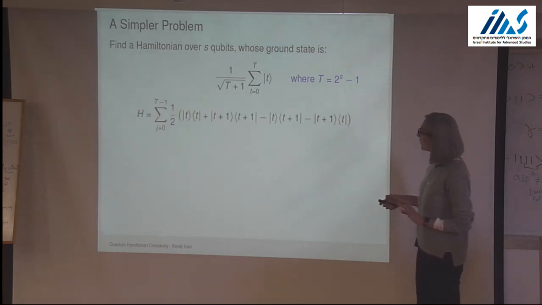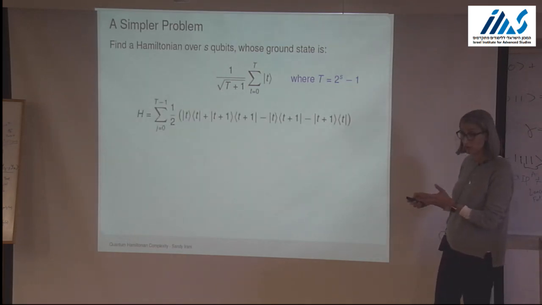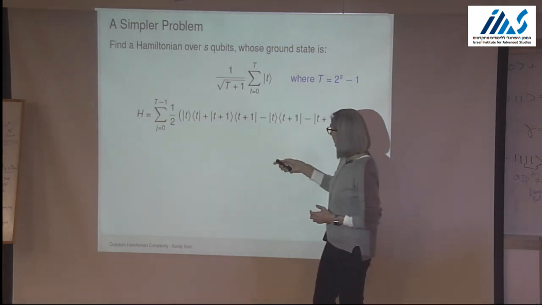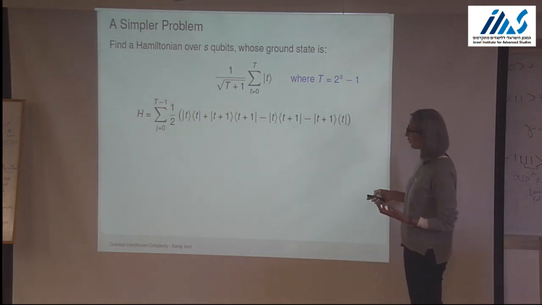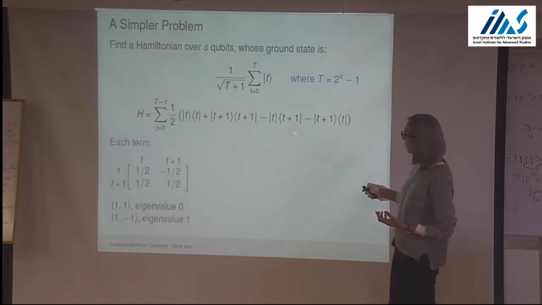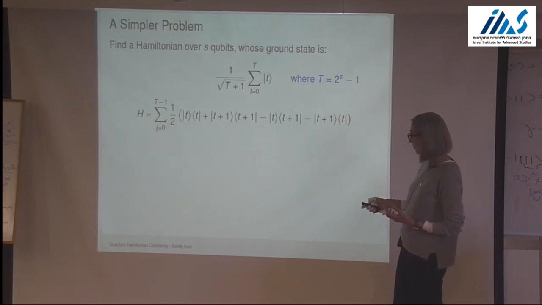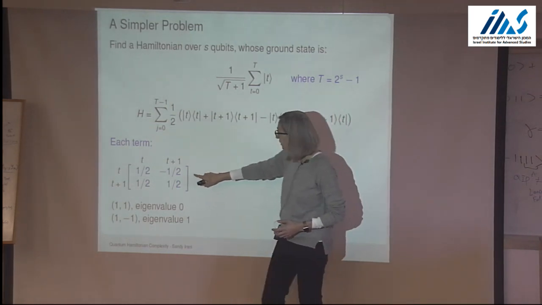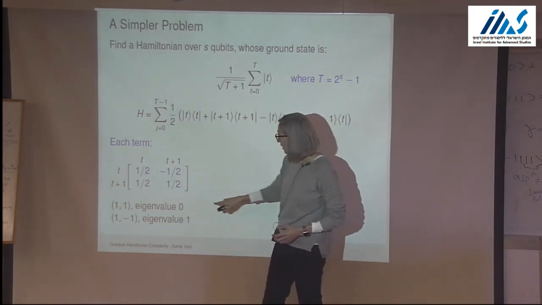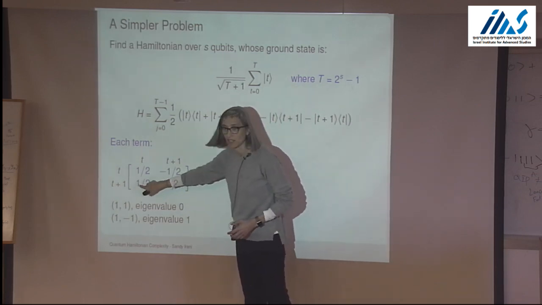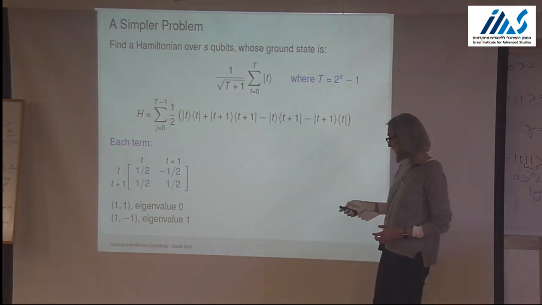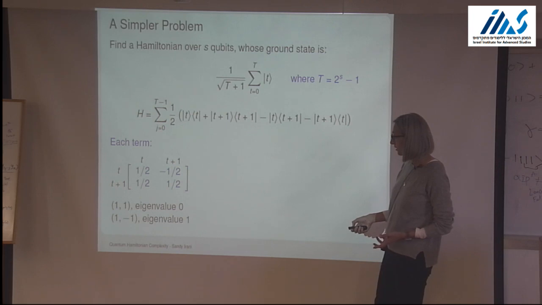Okay. So here's the Hamiltonian that we're going to use, and let's unpack this a little bit. I'm summing from 0 to t minus 1, and what does this term actually do? If I look at one of these terms and write it out in matrix form, this is the little matrix that I get, in the t plus 1 basis. I have positive diagonal terms, and a minus sign here and a minus sign there. But the point is that it has an eigenstate, 1, 1, with eigenvalue 0. This is the ground state of this little matrix.